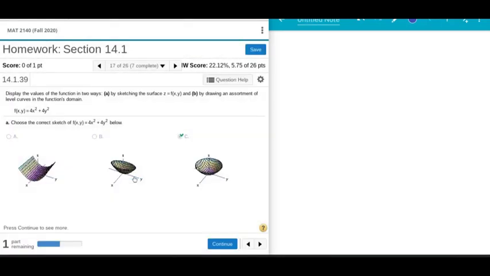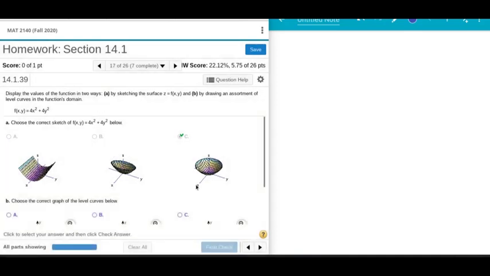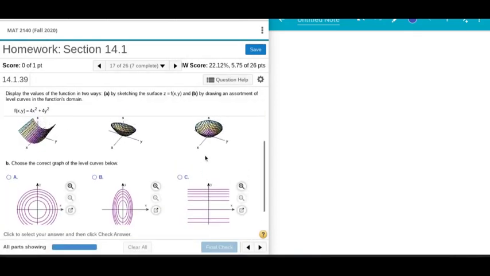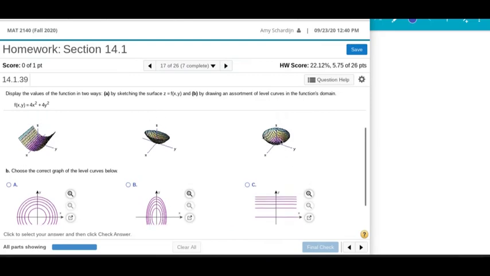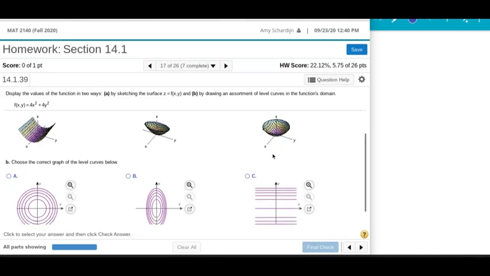So now, we're asked about the level curves. And so if I were to think about staying at a specific elevation, let's make this one bigger here. If I were to stay at a specific elevation on this surface and just travel around, and I do that a few times, what would that look like?